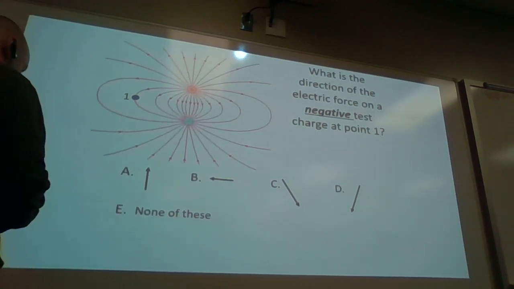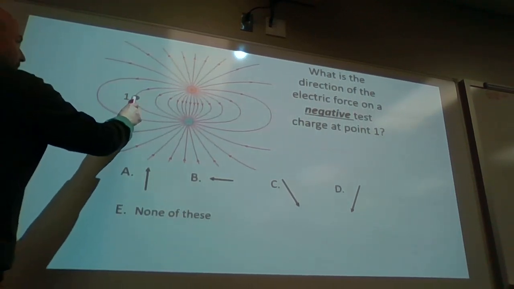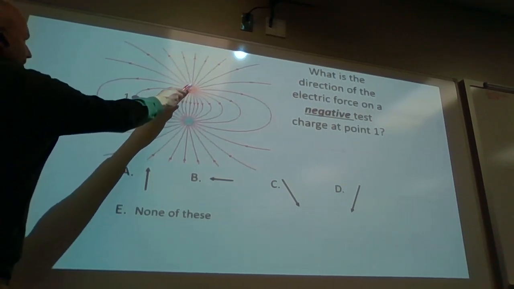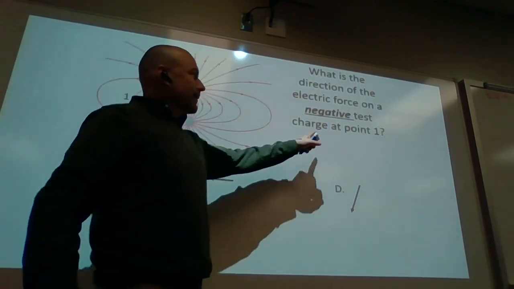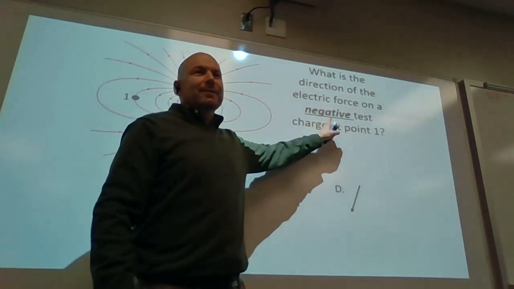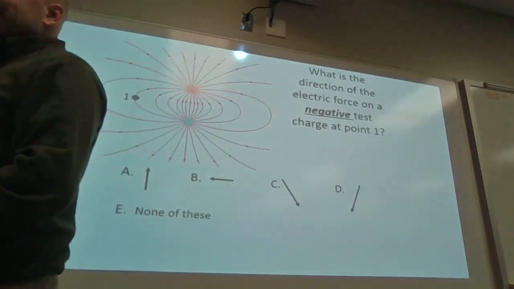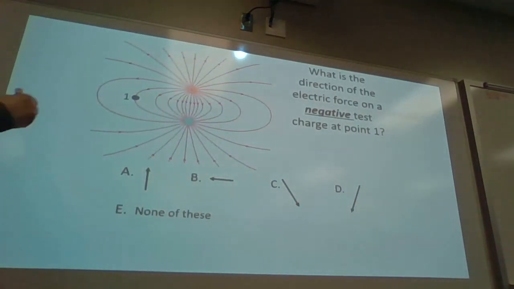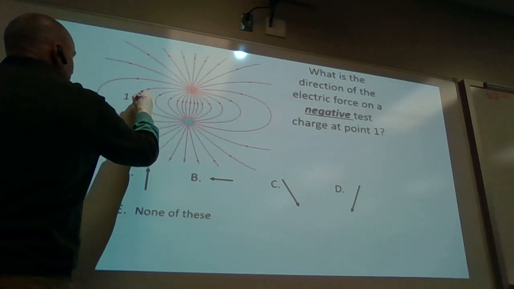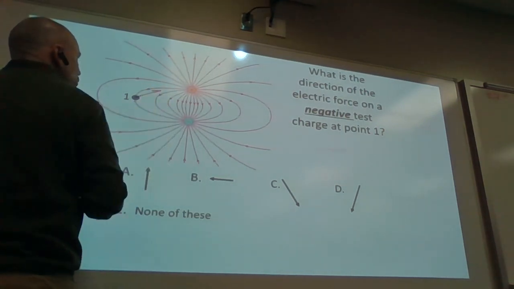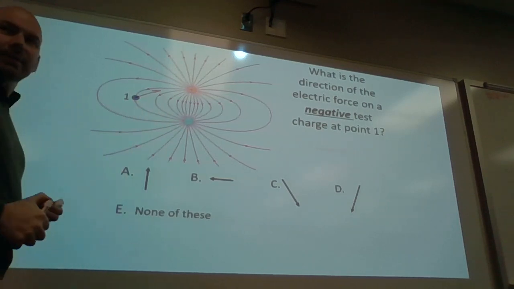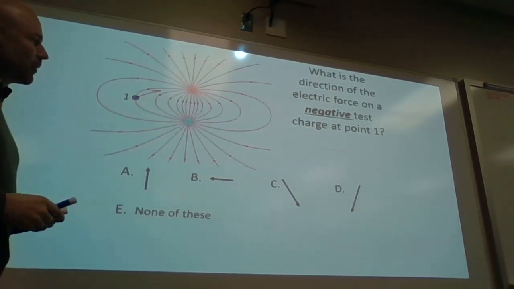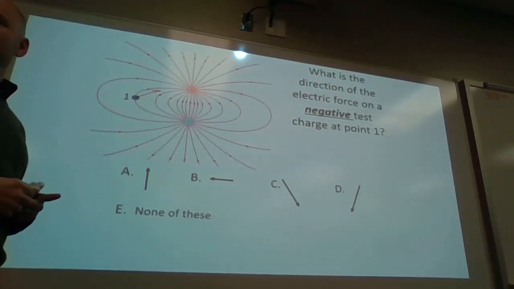So what's going on between this guy and this guy? Attraction or repulsion? Attraction, because it's negatively charged. Okay, so it is attracting. What's going on between these two? Repulsion. Show me with your finger which way it's going to be repelled.